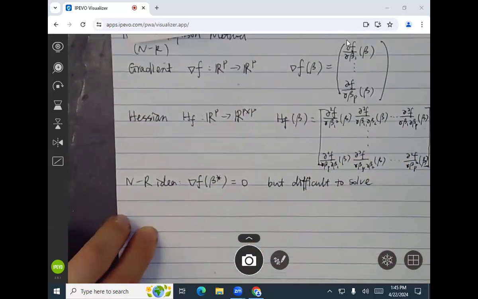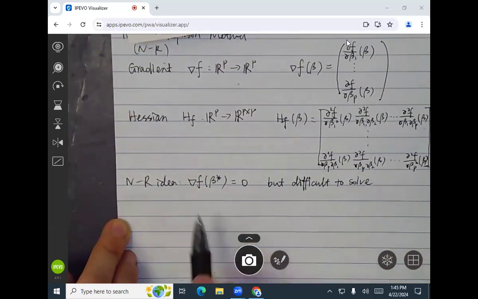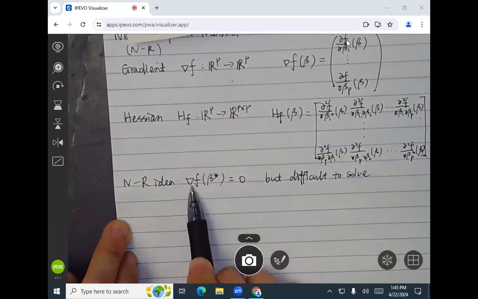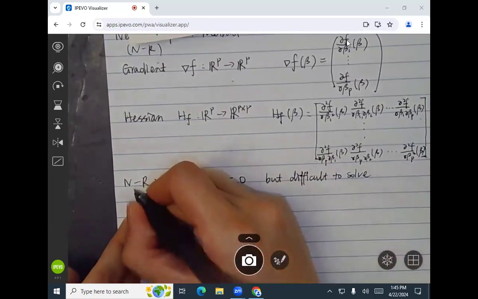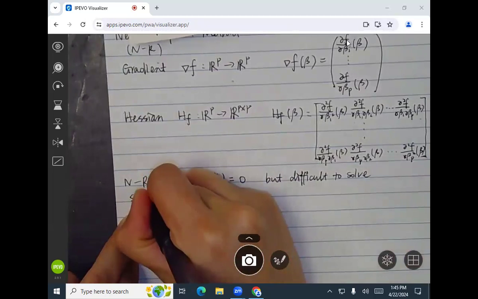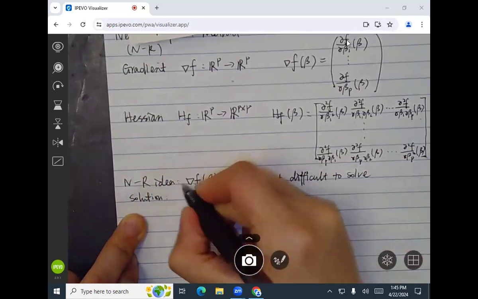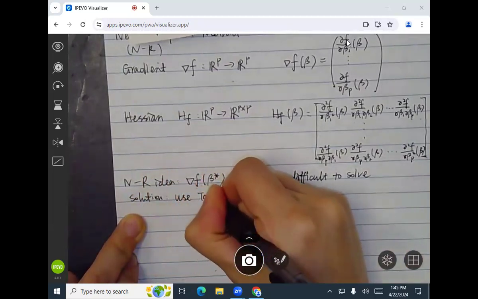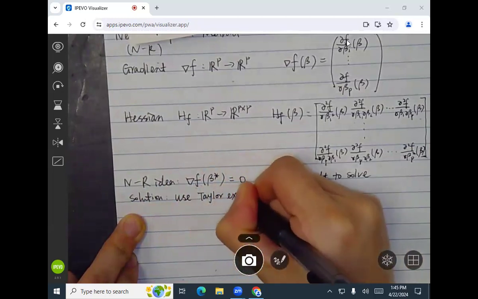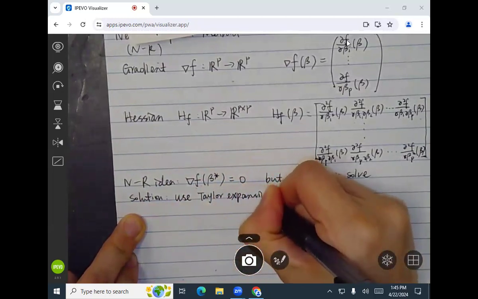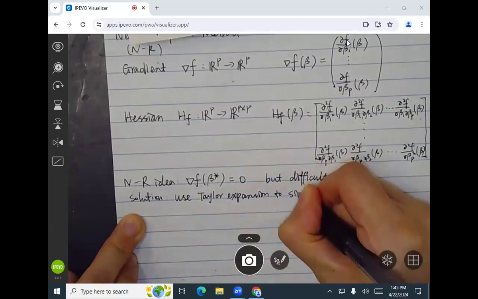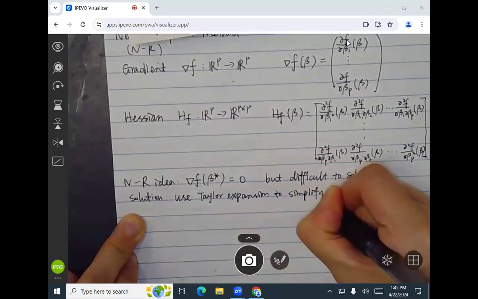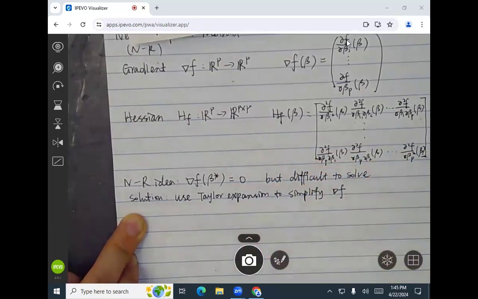Okay, then we use Taylor expansion to help us. Basically, we want to use Taylor expansion to simplify the gradient function. So the solution is to use Taylor expansion to simplify this gradient f. That's what we want.